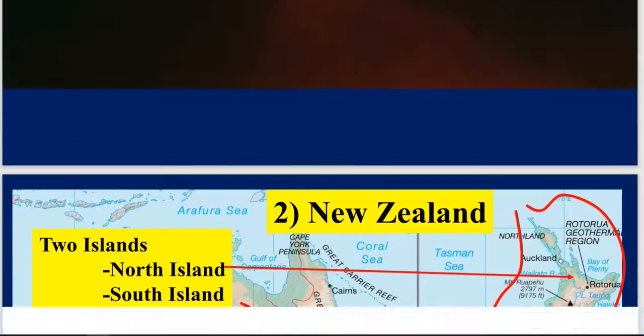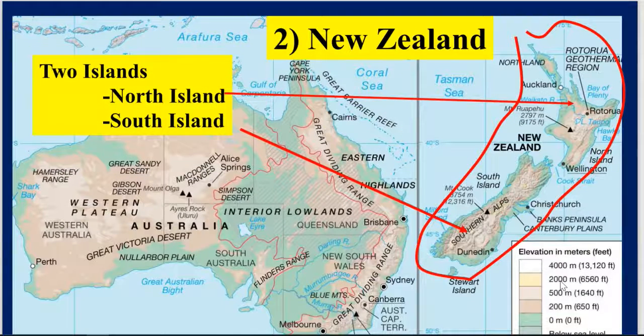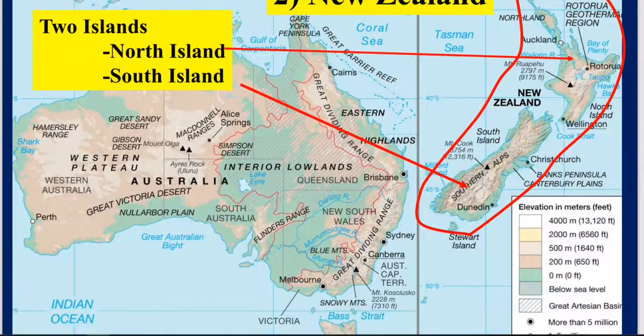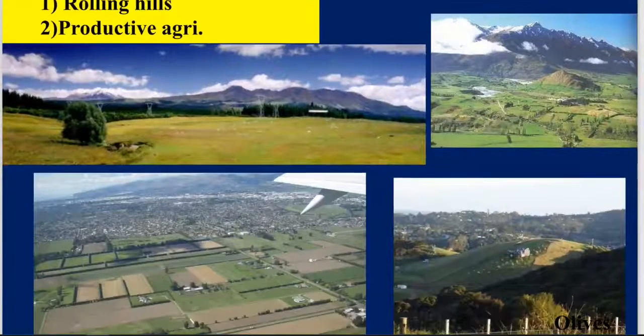We move down. Now we have New Zealand. We have the North Island, which, as we know, is the most populous one, and the South Island. Let's look at the topography of those. As you can see, it's mixed. North Island, rolling hills, productive agriculture. There are some mountains, certainly, even with snow, but you can see this mixed terrain is very positive for agriculture and climate.